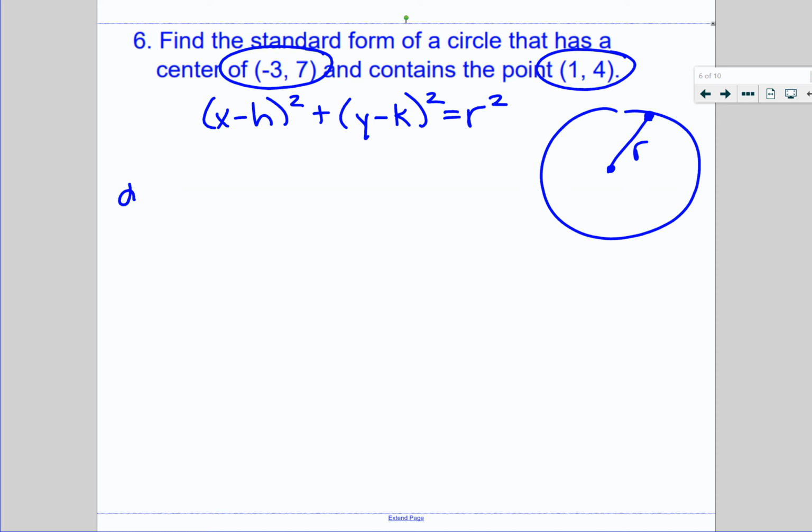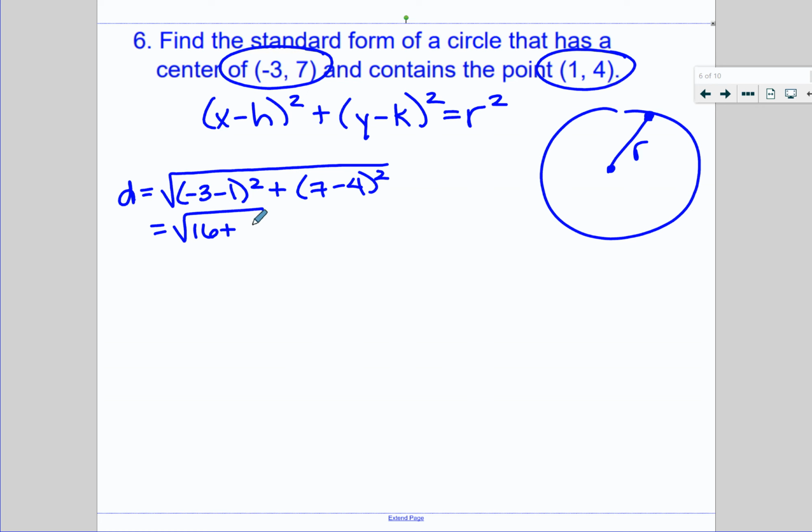All right, so distance equals, subtract my x's, -3 minus 1 squared, subtract my y's, 7 minus 4 squared. So that's going to be 4 squared, so 16. 3 squared, so 9. Square root of 25, which is 5. And that distance is our radius. Okay, and it's always going to be positive. We don't have to worry about plus or minus on this one because it's a distance.